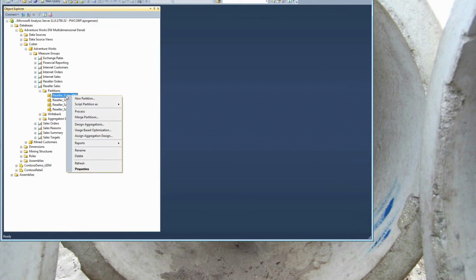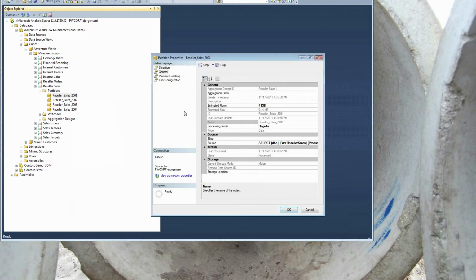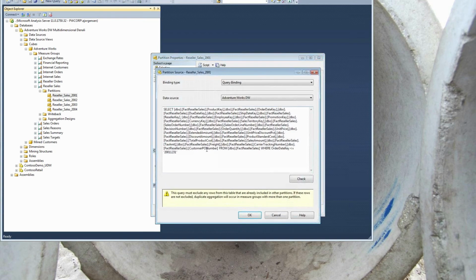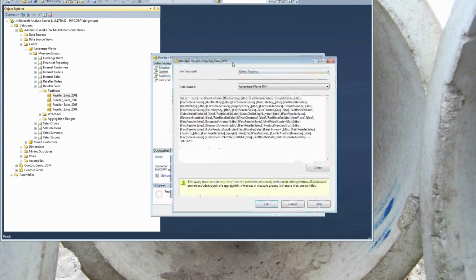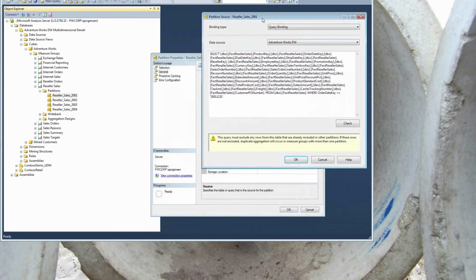Okay. Now, if I were to look at the properties for this partition, I can see the source code here, and we're going to set this source, of course, I didn't mean to make that rhyme. This is not Dr. Seuss hour, but maybe next time. This particular data source right here has a where clause on the end of it, right? Where order date key is less than 2011-12/31.